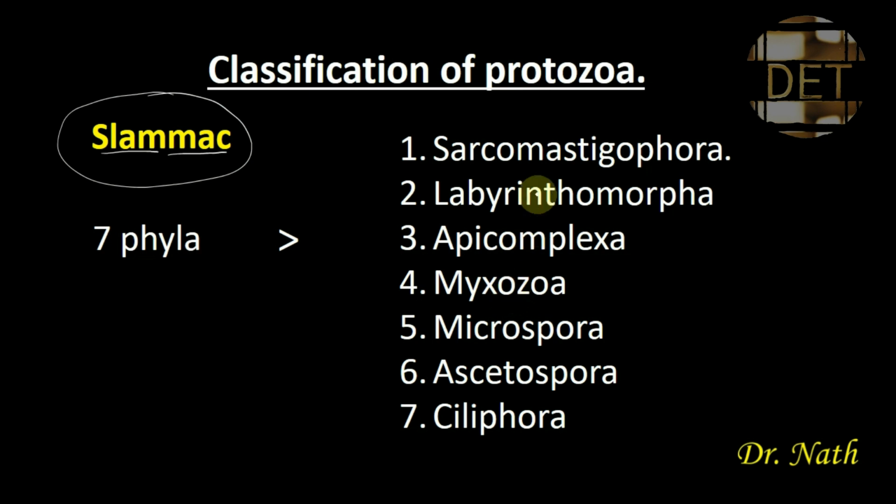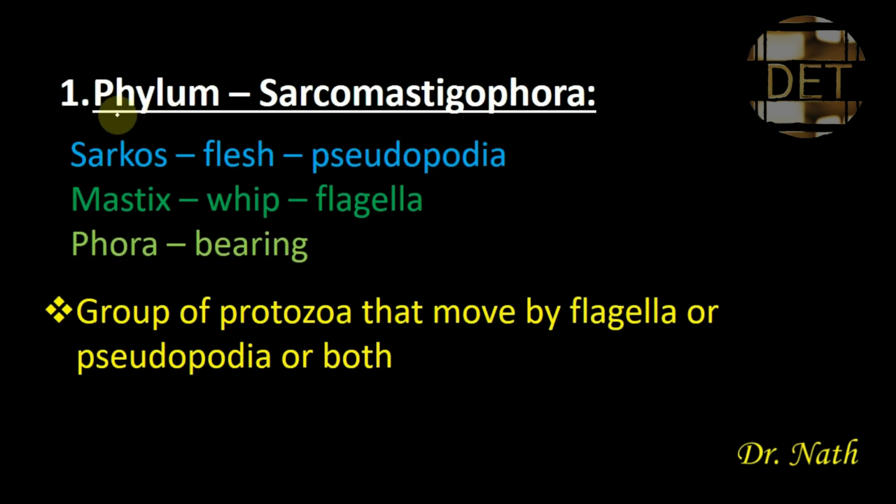So let's take the first phylum, which is the Sarcomastigophora. The phylum Sarcomastigophora is derived from 3 Greek words: sarcos, which means flesh, mastis, which means whip, and phora, which means bearing.